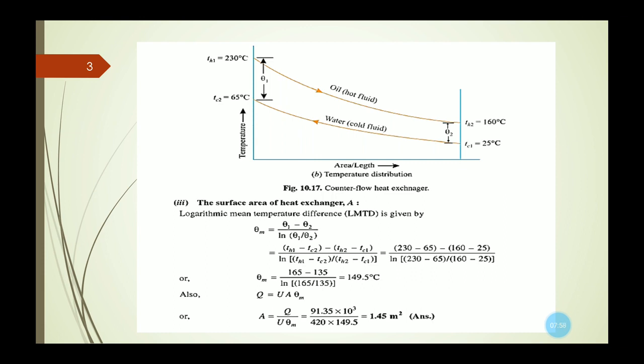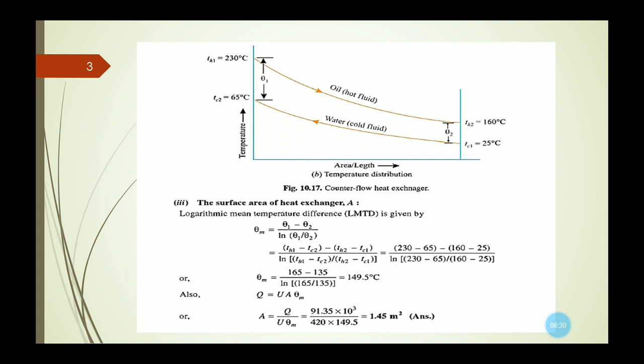So this is theta 1, and theta 2 is equal to the outlet temperature of the hot fluid minus the inlet temperature of the cold fluid. So these are the mathematical representations of theta 1 and theta 2. All these values are given in this numerical. Now putting all these values, we can calculate the value of LMTD in case of this counterflow heat exchanger. So the value of LMTD is coming as 149.5 degrees centigrade.